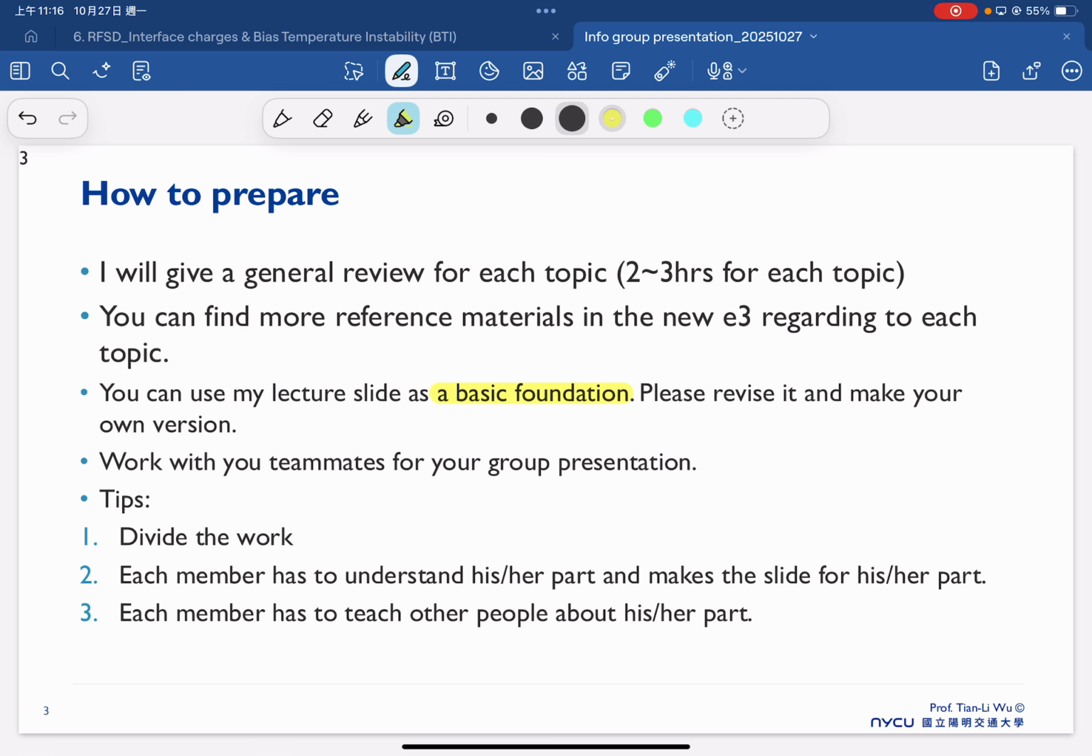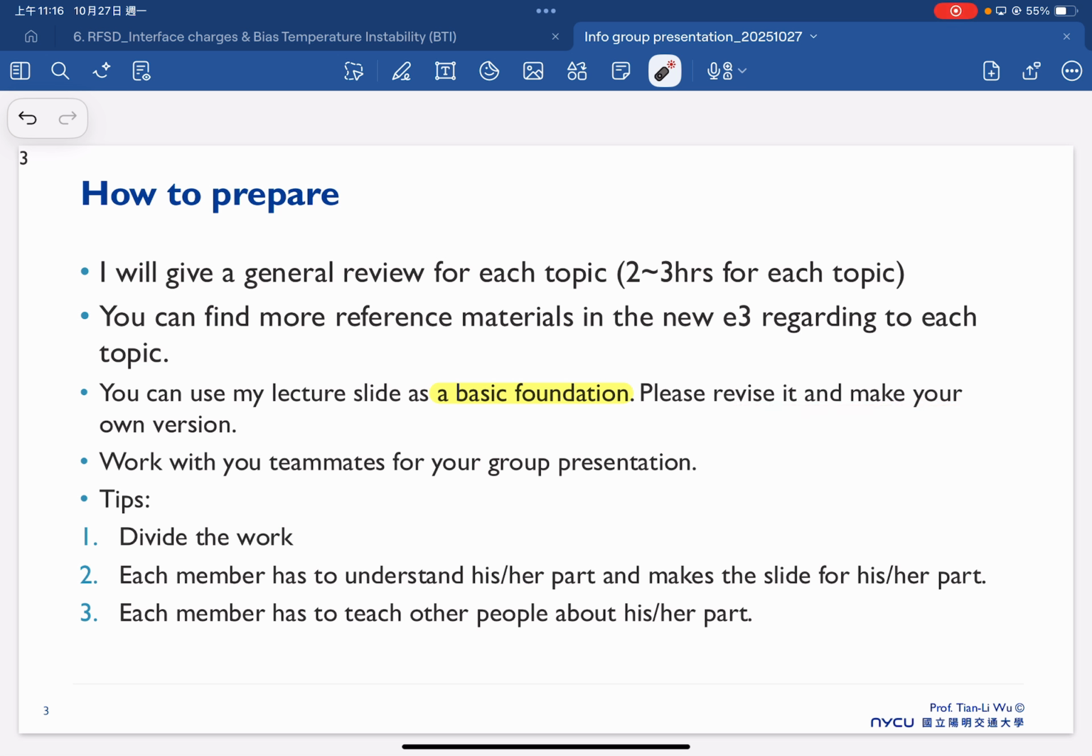I'm not asking everyone to present for 2 hours, just 20 minutes. So you can pick any part that you feel interested in and understand. My slide is not perfect, you can find a way to improve it. You can pick the part that you want to improve. So please revise it and make your own version.